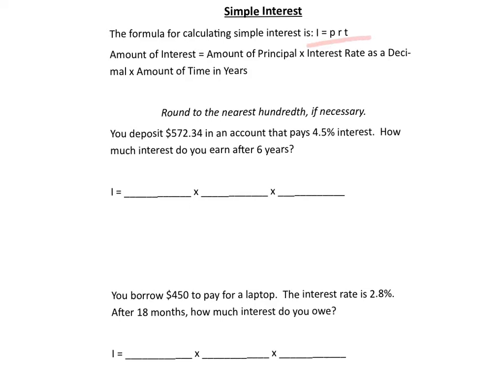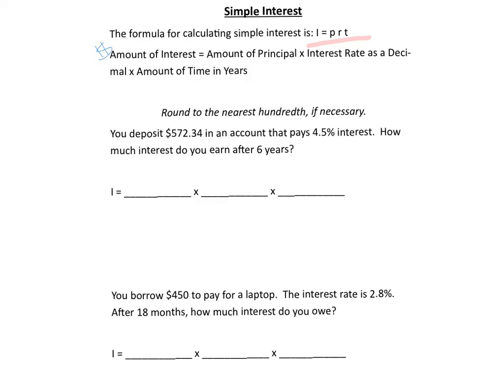And some students remember this as I pick red tulips, because I equals PRT, so I pick red tulips to help them remember. I is the amount of interest. Interest is like a fee that is added on to a credit card, or it's an amount that's added into a savings account to say, hey, thanks for giving us your money, that a bank says to you. So interest is money.